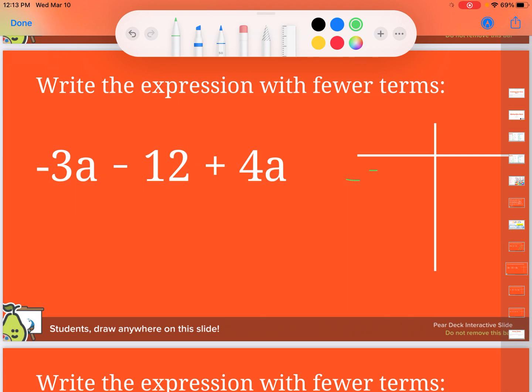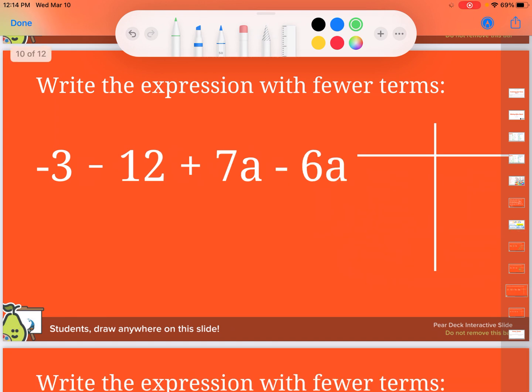So then I have negative 3a minus 12 plus 4a. Well, when my signs are different, I have to subtract, so I'm left with a, and it's going to be positive because the larger absolute value is positive. Minus 12 because there's nothing to combine. So it's a minus 12. For this one, I have negative 3 minus 12 plus 7a minus 6a. So I end up with, signs are the same, so I'm going to add negative 15. And then signs are different, I have to subtract, so I'm left with a. And it's going to be positive because the absolute value of the larger number is positive.